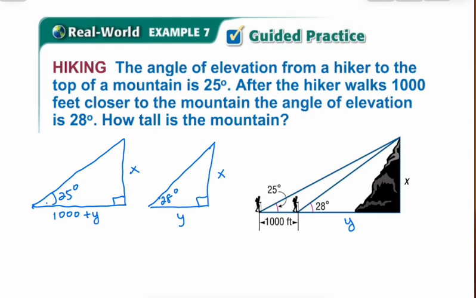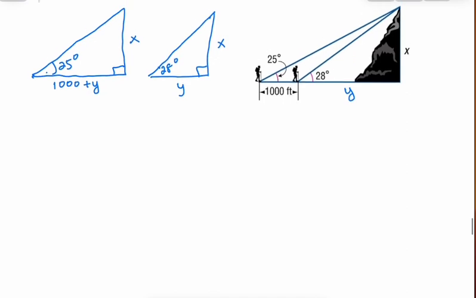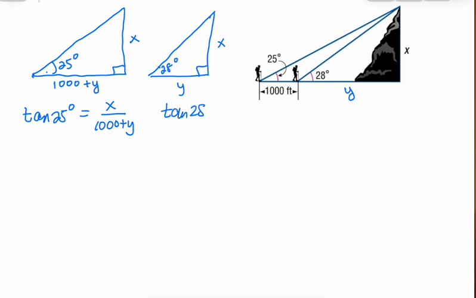For both of these situations, we have an opposite and an adjacent. An opposite and an adjacent. Opposite and adjacent is a tangent. So what do we do with tangents? Well, let's set up our tangent equation for each triangle. So the tangent of 25 degrees is opposite over adjacent. The tangent of 28 degrees is opposite over adjacent.